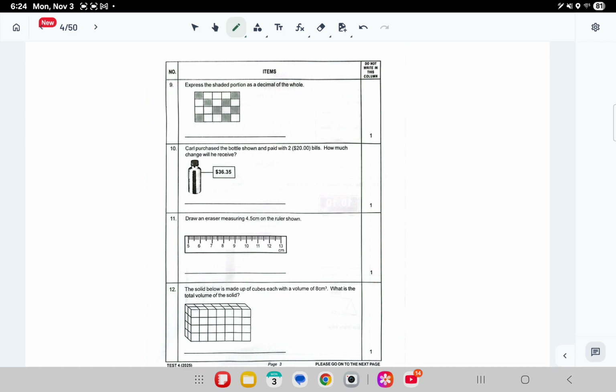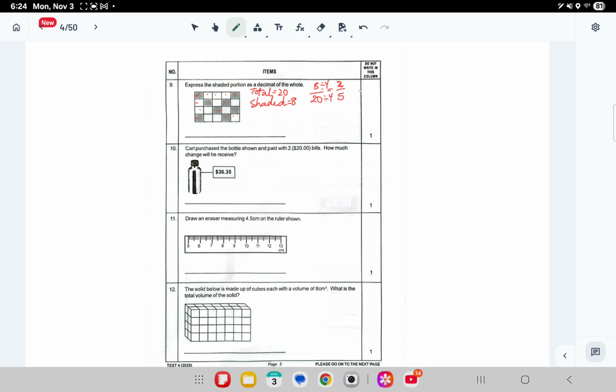Number 9, express the shaded portion as a decimal of the whole. So first, we need to find out how much is the whole. So we count it up here. 1, 2, 3, 4, 5. 1, 2, 3, 4. 5, 4 is 20. So we know the total is 20. The shaded portion, we know it's 1, 2, 3, 4, 5, 6, 7, 8. So we could represent that as a fraction, which is 8 over 20. And that could reduce to 2/5. Alright, so we know 8 over 20 is 2/5 divided by 4, divided by 4.